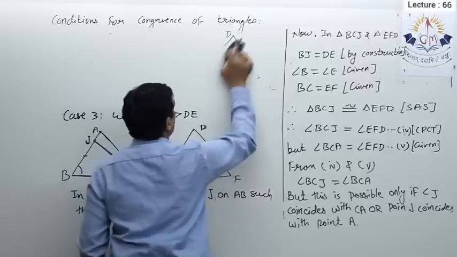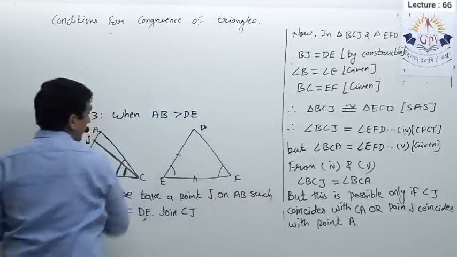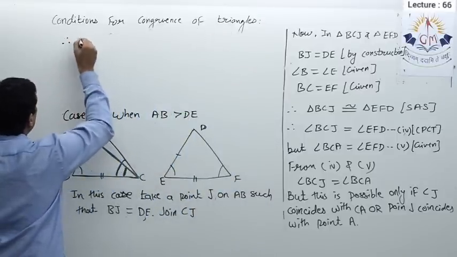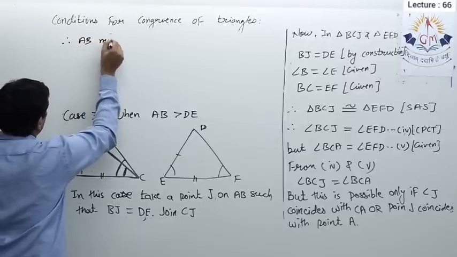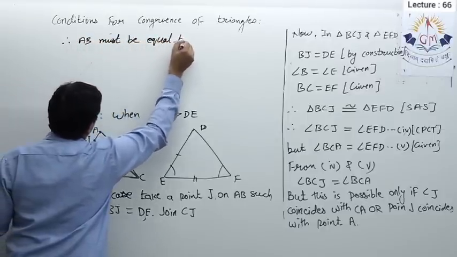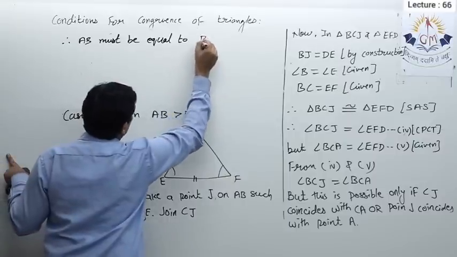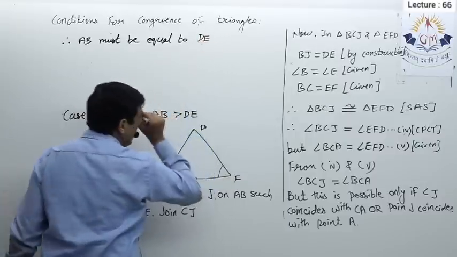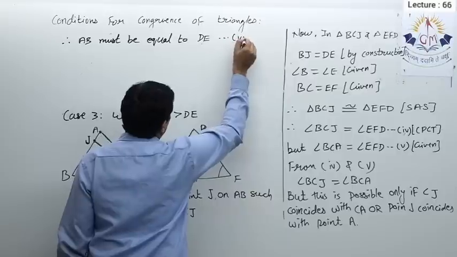Okay, so after that, therefore AB must be equal to DE. That is equation number 6.